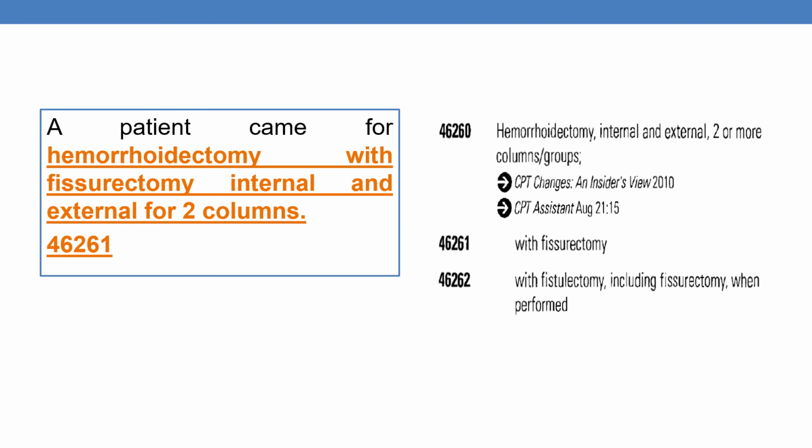Now let us see one more question. A patient came for hemorrhoidectomy with fissurectomy, internal and external, for 2 columns. Here, hemorrhoidectomy, both internal and external, 2 columns, along with fissurectomy is performed. So the correct CPT is 46261. If you see the description of 46260, it indicates hemorrhoidectomy, internal and external, 2 or more columns or groups. In our case, it is 2 columns and it is performed along with fissurectomy. So the correct CPT is 46261.